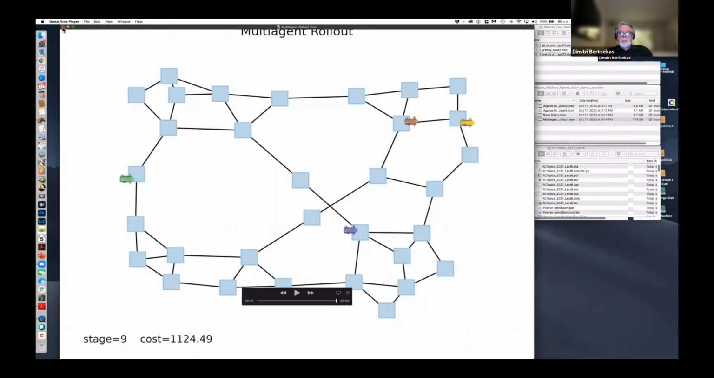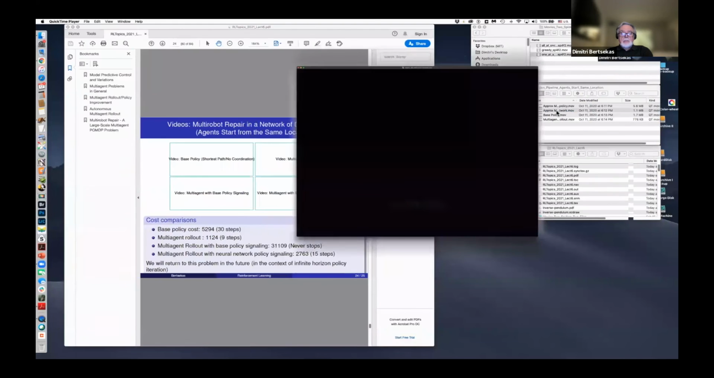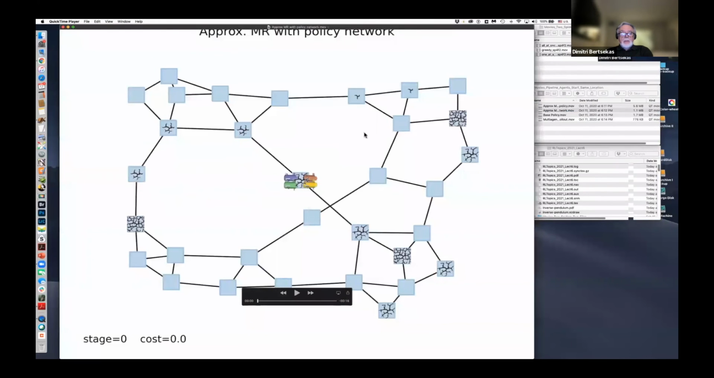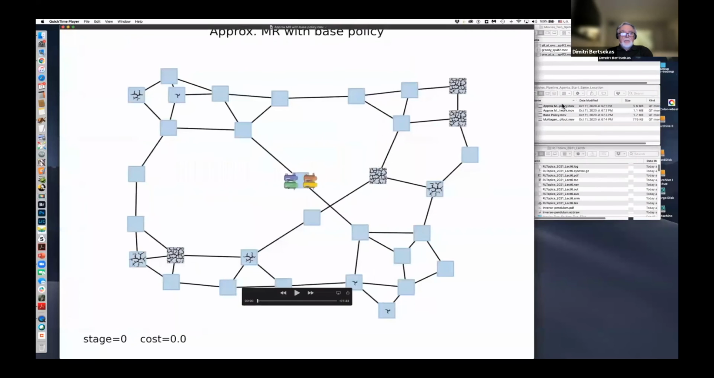Okay. So now I'm going to show you, oops, that's not the one I want. Okay, so this is multi-agent rollout with base policy signaling.